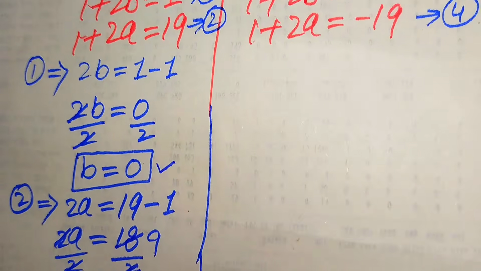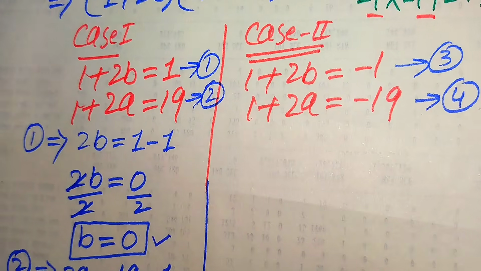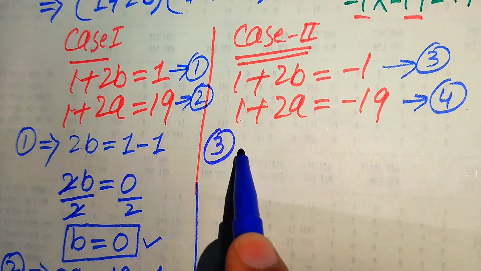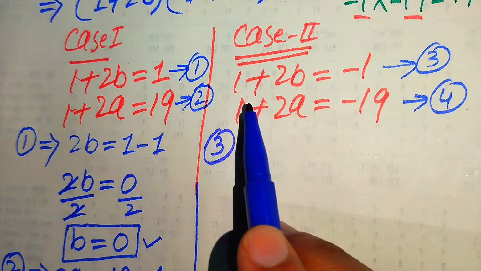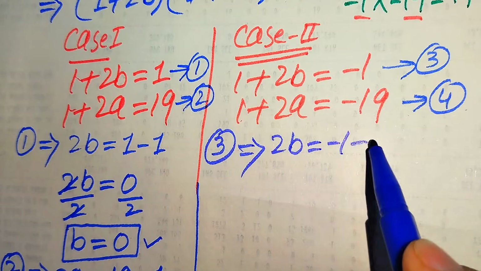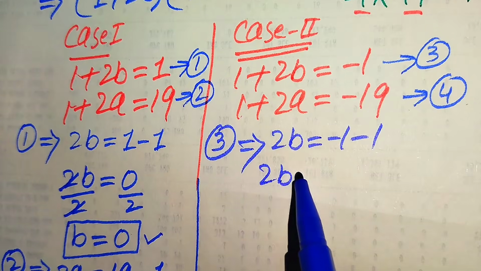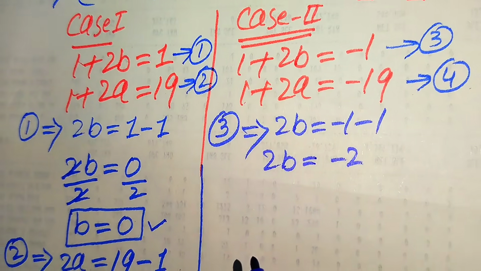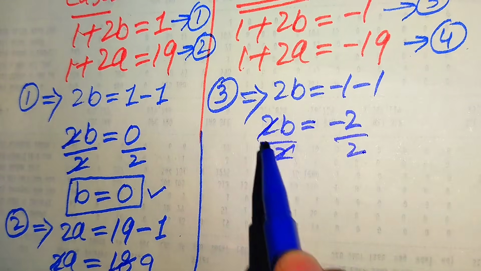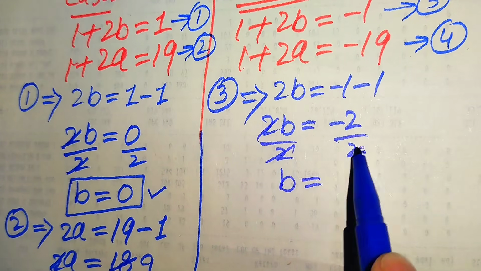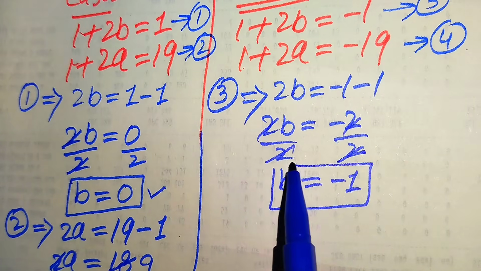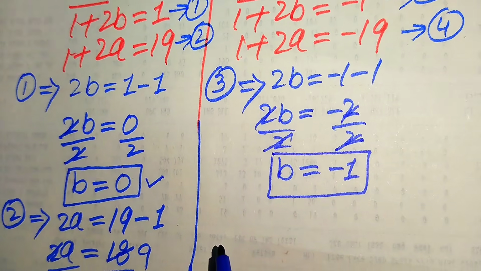And now we move towards our second case and we again get the values of a and b. So here we focus on equation number 3, which implies that we move plus 1 to the right hand side and it becomes 2b equals to minus 1 minus 1, and we obtain 2b equals to minus 2, and here we divide both of the sides by 2 and we get the value of b is equals to minus 1. So this is the value of b which we get here.